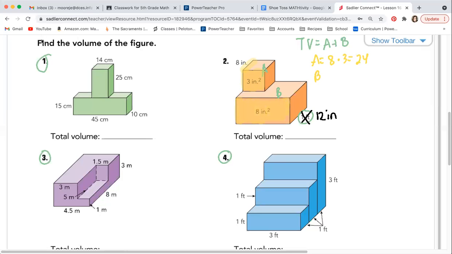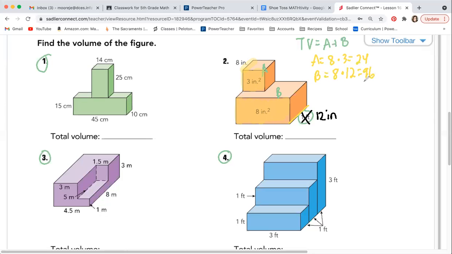And shape B, again, I'm told the area of this front face. So I just have to multiply it times the depth. What is the depth of shape B? We changed it to inches. So we've got 8 times, what's the depth? 12. 12, 8 times 12, good job. 8 times 12 happens to be 96. All right, now this is no sweat.